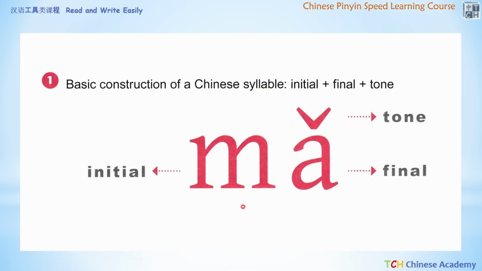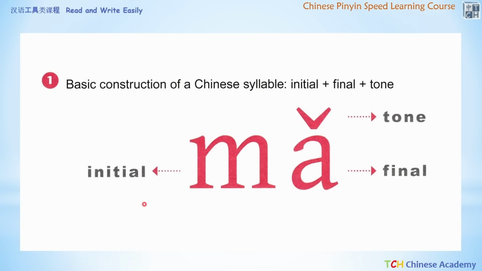So this letter M, which is pronounced mo in Chinese, is the initial because it is at the beginning of the pinyin. This letter A, which in Chinese pinyin is a, is at the end of this word. So it is called the final. And this little mark on the top of the final is the tone. And this curved one is the third tone. So together, this is pronounced ma.